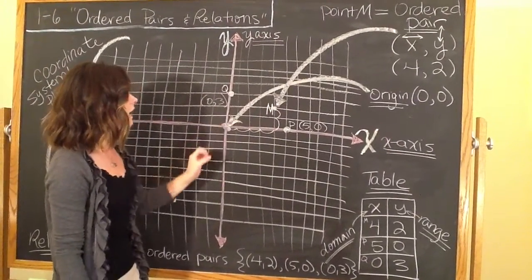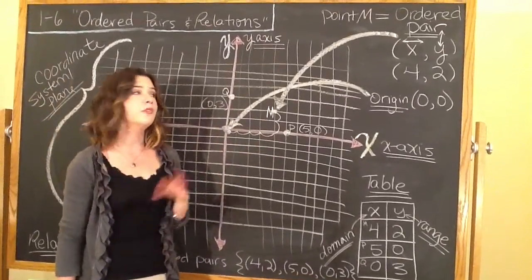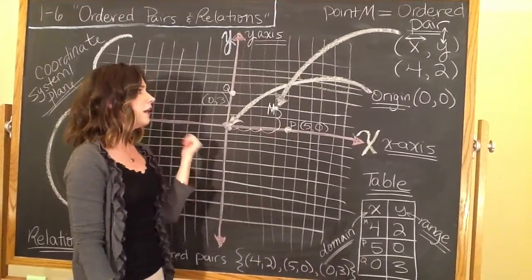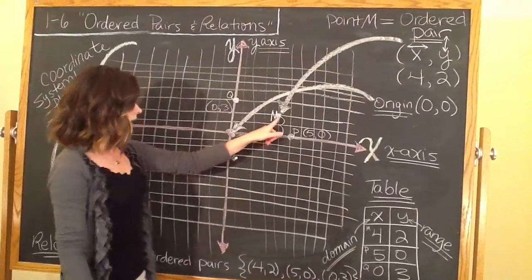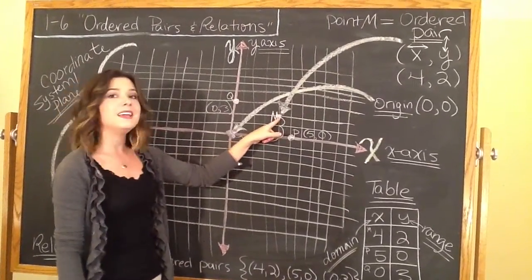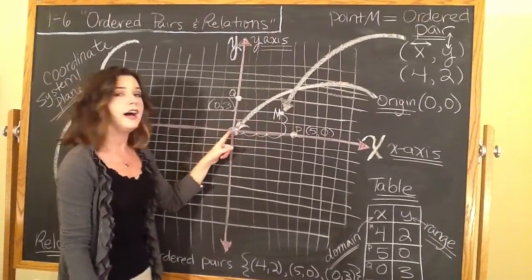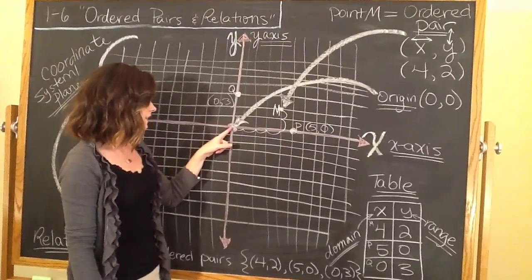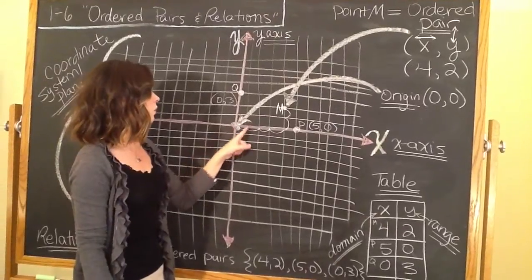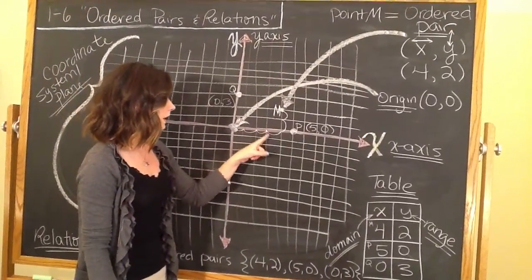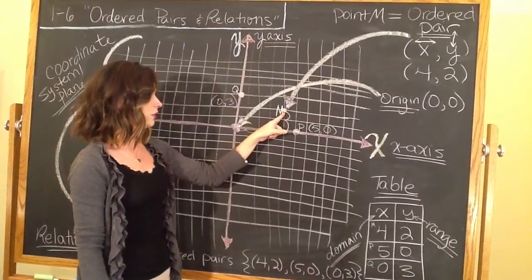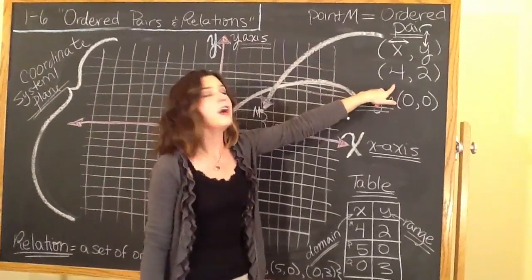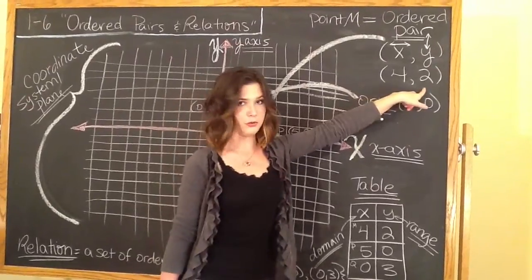Now let's go ahead and look at a few points that I have graphed on this graph and see if we can figure out what the ordered pair should be. Now, M, right here, how do we get to M? We have to first start at the origin. In order to get to M, I have to go over 1, 2, 3, 4 times, and I have to go up 1, 2, which as you see over here, our ordered pair is 4, 2.